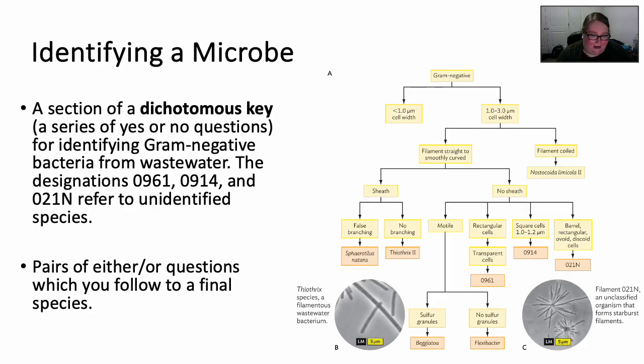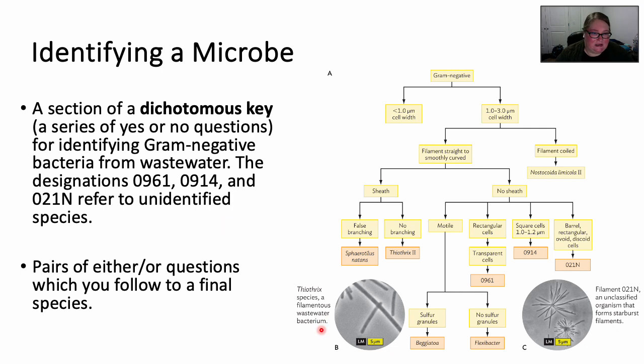But an even better way is we're going to use something called a dichotomous key. A dichotomous key is a flowchart that consists of either-or, yes-no questions that we can answer, and they help us identify the microbe based on things that we can notice. A lot of them start with gram-positive or gram-negative. Where did we find that?